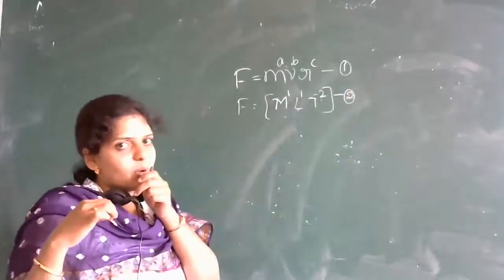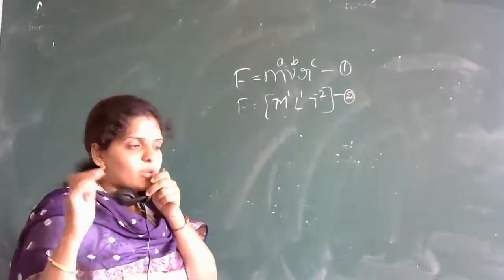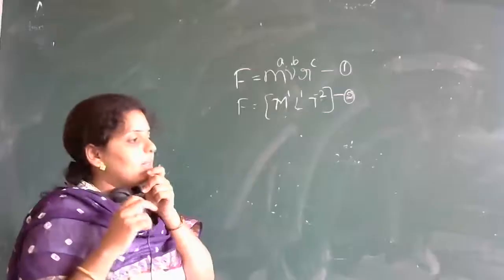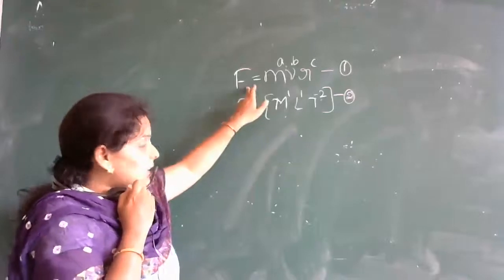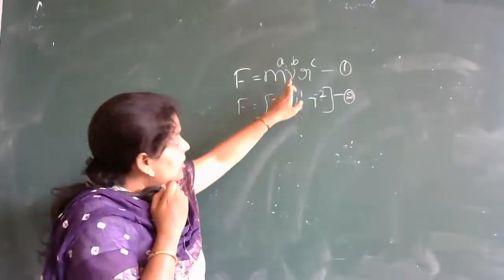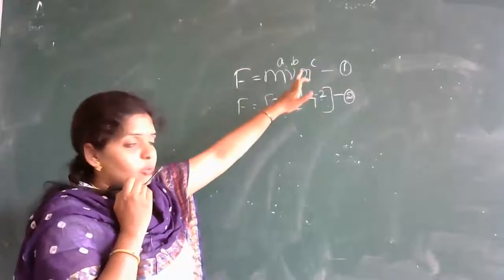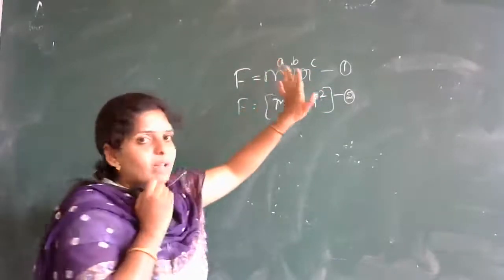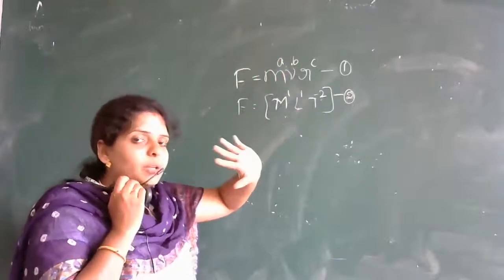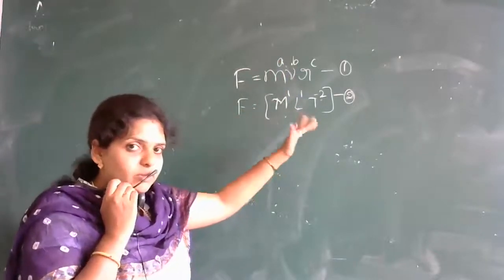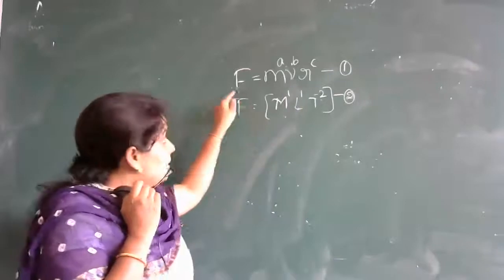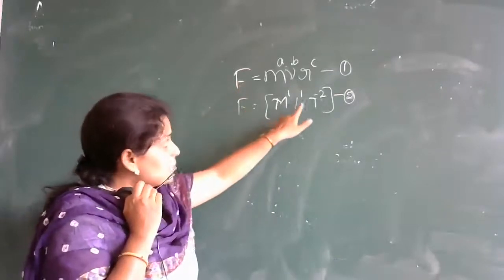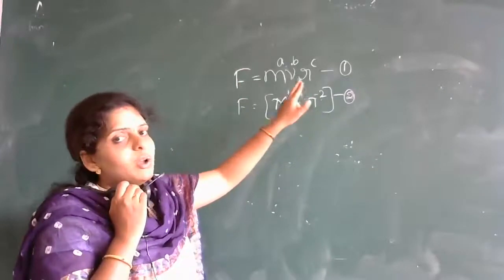Please concentrate properly, then only you will understand, because it is very difficult to convince you especially through online classes. What I have written, F is equal to m to the power a, v to the power b and r to the power c. That is your equation 1. What we have to do is find out the values of a, b, c. How to calculate the values of a, b, c, that we will see. First write the dimension formula for this force, that is M raised to 1, L raised to 1, T raised to minus 2.